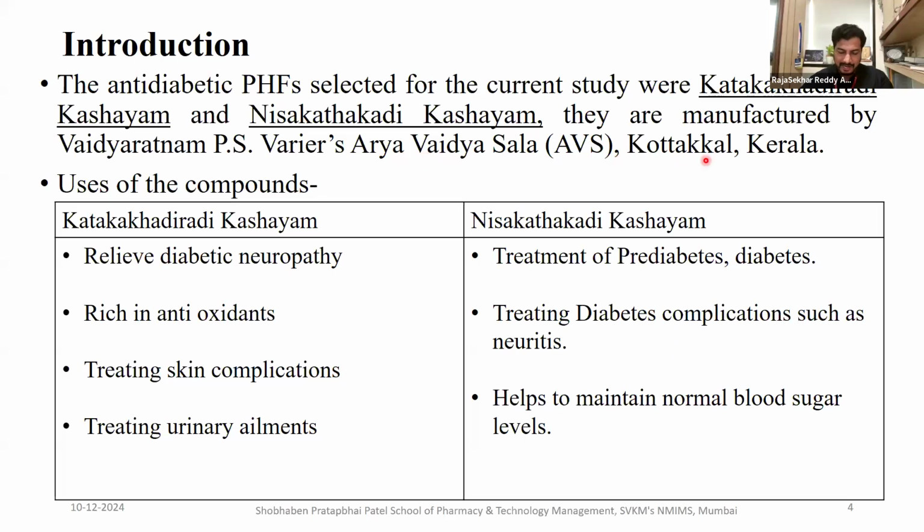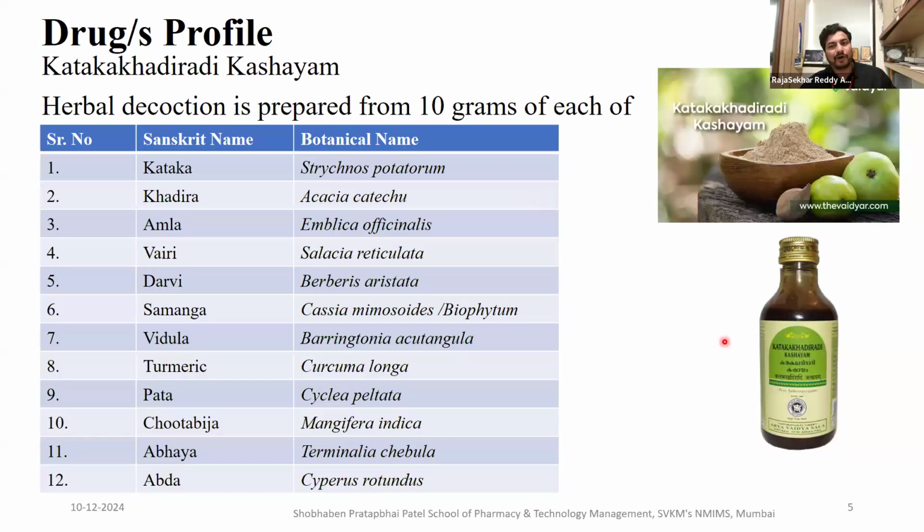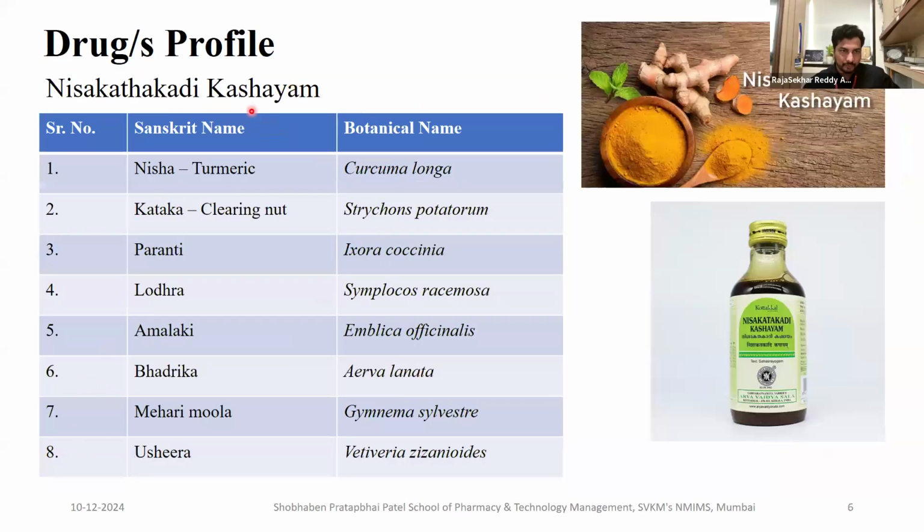It is very famous, and across India there are more than 100 outlets. Maybe in your town also you have one Kottakkal Vaidyashala, which is very popular. We took these formulations. On the website itself they mention clearly what plants they use for preparing the kashayam. There were 12 plants in one kashayam and almost 8 plants in the other. Totally, there are 20 plants.